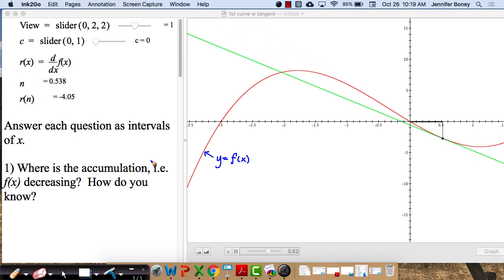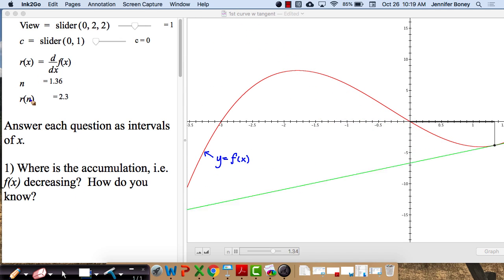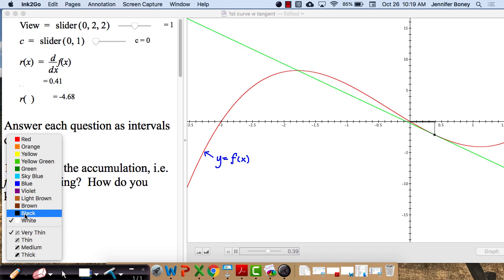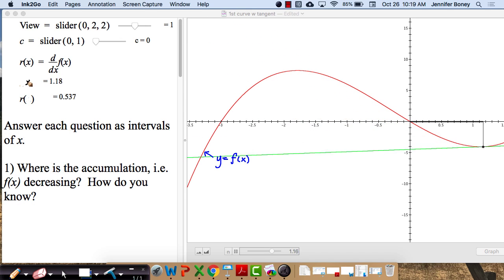Oh, let me just, there's n's in here from the automatic slider. Let me just, I think I have a white. Let me cover these over. All right. X and r of x. There we go.